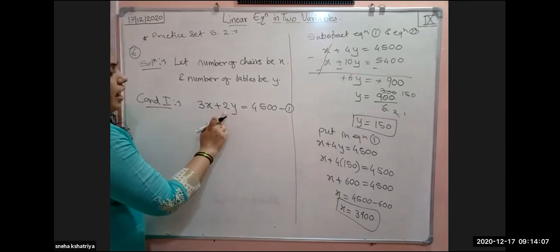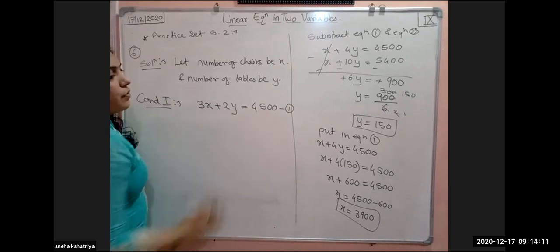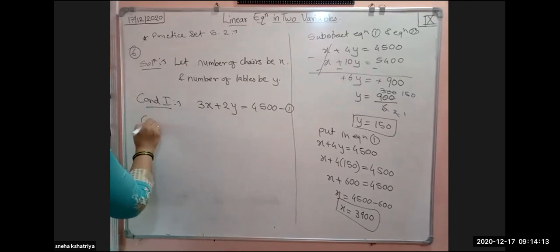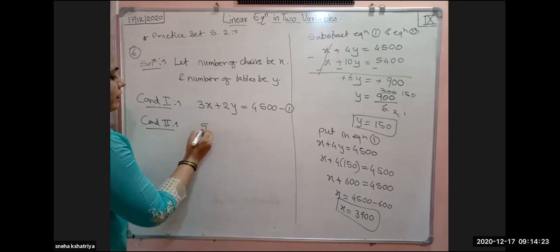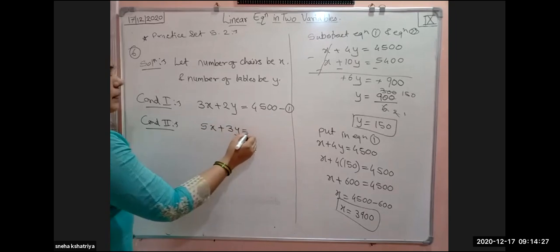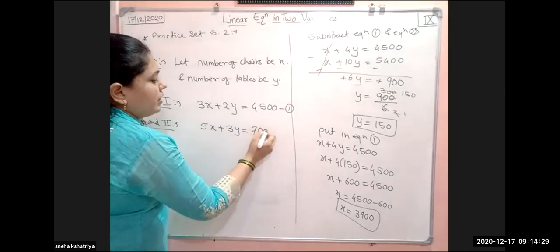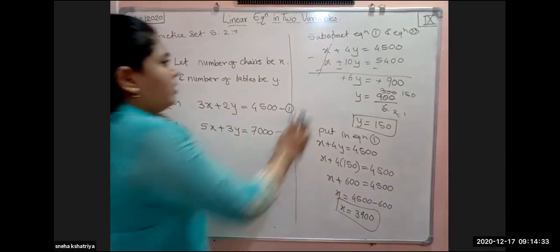3 chairs and 2 tables. Price of 3 chairs and 2 tables is how much? 4,500. Now, condition second. What is the second condition given to us? 5 chairs and 3 tables, price is how much? 7,000 rupees. So this is your equation number 2.